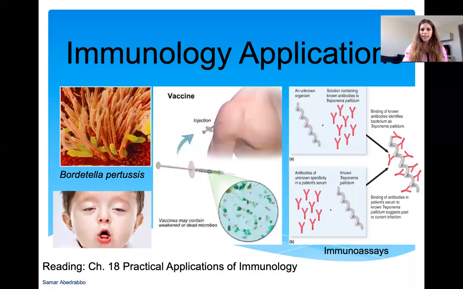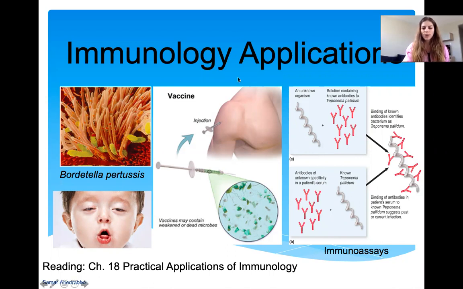Hi everyone, this is the Immunology Applications lecture. In this lecture, we're going to learn about vaccines and their mechanism of action, and then we're going to talk about immunoassays, which are different tests you can do in lab using antigens and antibodies to determine if someone has an infection. We can use them for various things health-wise.